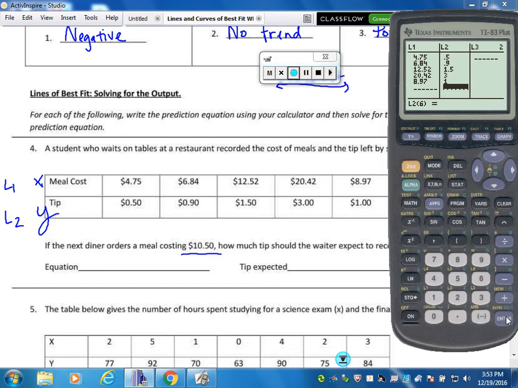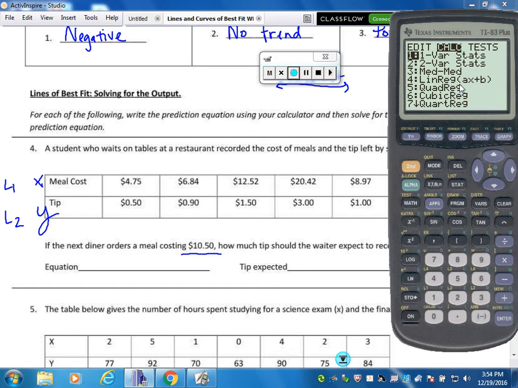All right, we've got all our data. So the next thing you want to do is hit your stat button again, and now we're going to go over to calculate to make it tell us the line of best fit. So arrow over, so you're on this tab up here, and now we need to go down to LinReg. That is your line of best fit. It stands for linear regression.